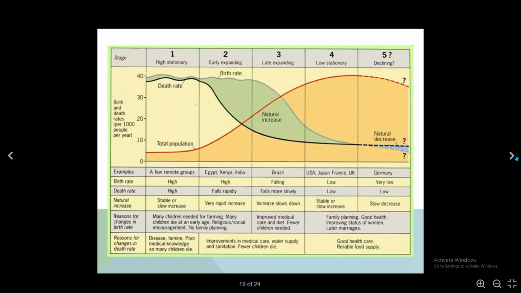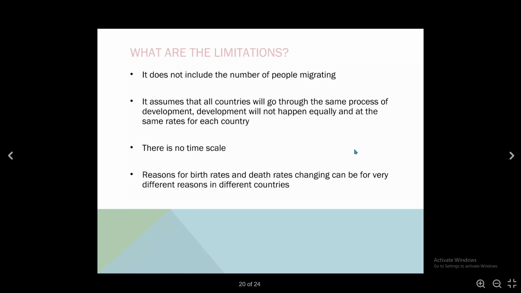Now, in the demographic transition model, it doesn't take into account some other characteristics. So, what are limitations? It does not include the number of people migrating to an area. So, for instance, Australia is in stage 4. We should have a pretty stable population, but we take in lots of migrants to expand our population. That's deliberate. That's to try and expand our economy and help with our aging population. It does not take into account that.